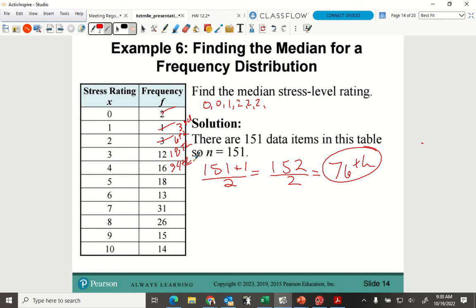Not using these frequency table. This is actually the shortest way. This is using the formula. We got the 76th.